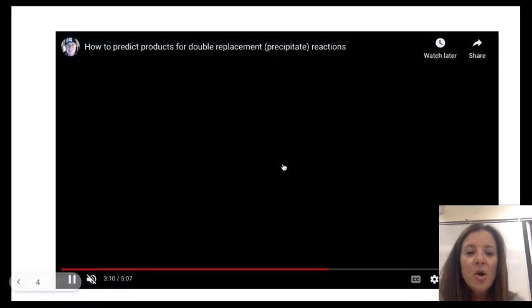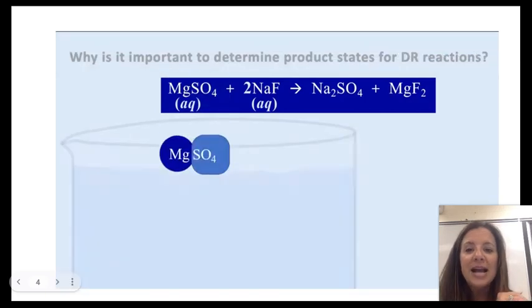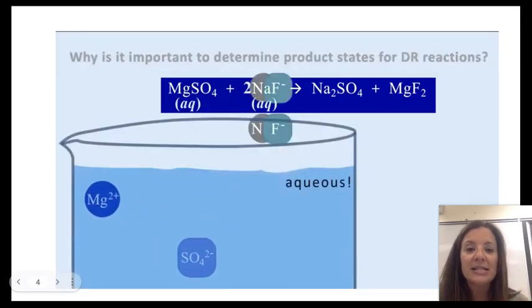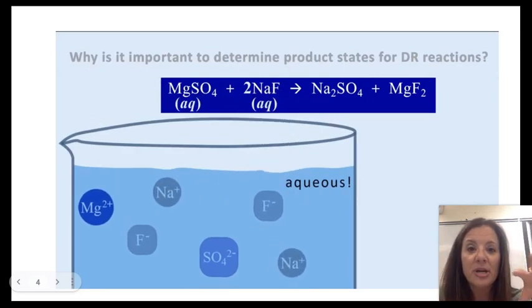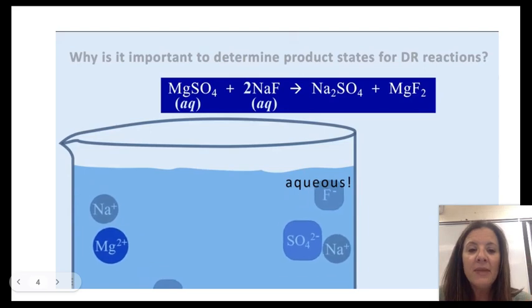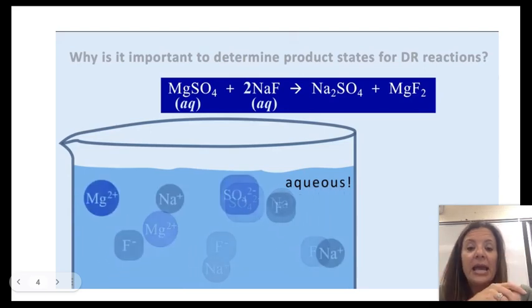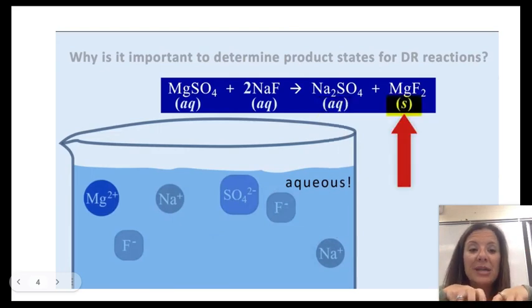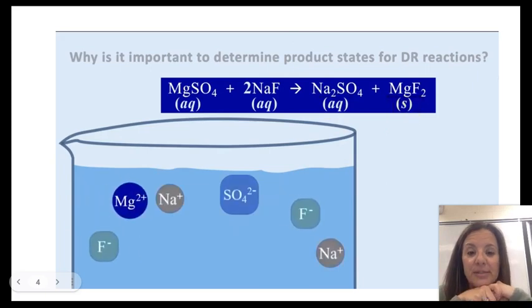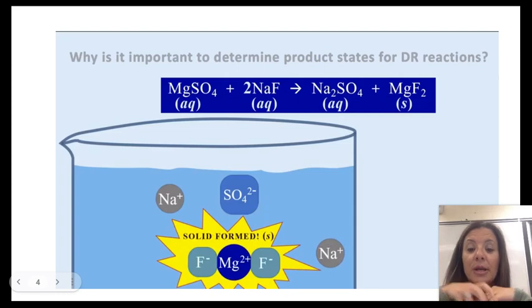In order for double displacement reactions to occur, you have to have the two reactants that are aqueous. When we put them in solution, the ions become mobile. Then over time in solution, they will collide. And if you get the magnesium and the fluorine colliding, then you will get something that is a solid precipitate. So let's take a look here. The magnesium ions and the fluorine, perfect.